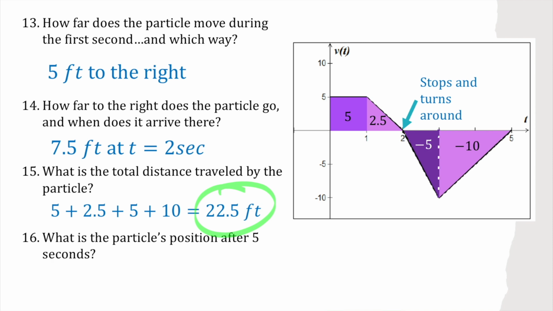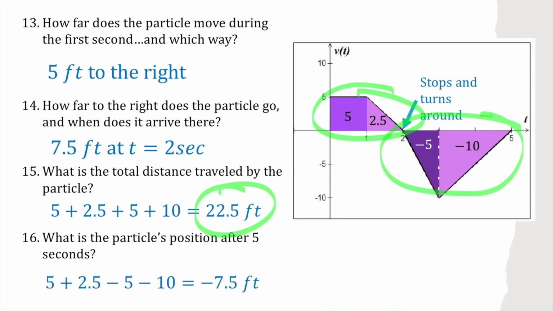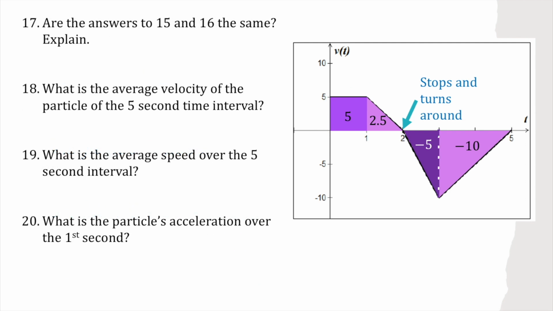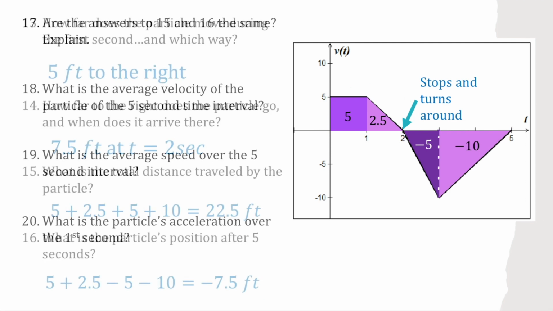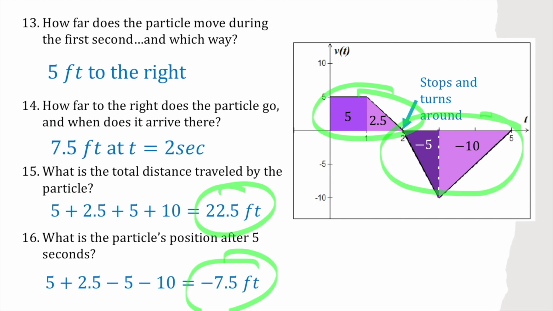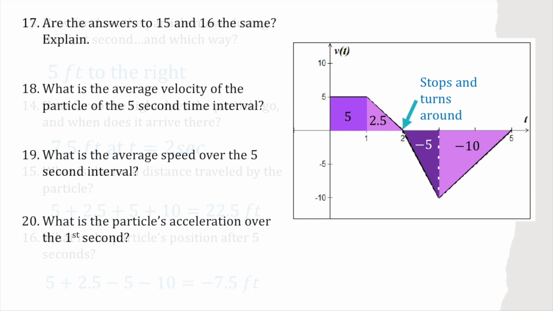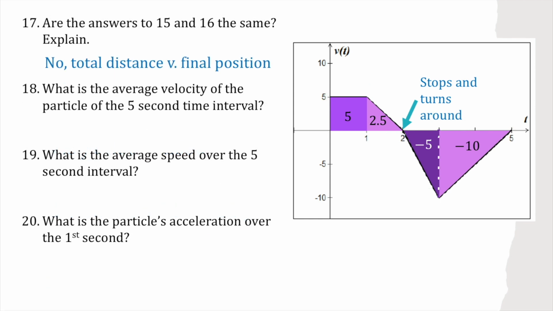That's different than what number 16 is asking, which is what is the particle's position after 5 seconds? So he goes 7.5 to the right, then turns around and goes -15. So his final position is -7.5 feet. Are the answers to 15 and 16 the same? Let's go back. No, 22.5 is not the same as -7.5. Total distance versus final position.